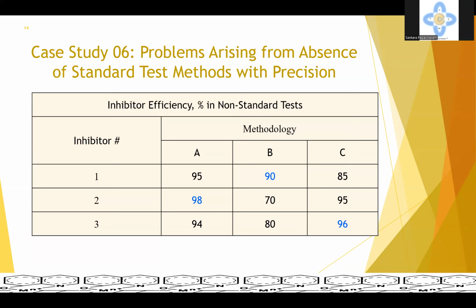Lab A ranked inhibitor number 2 as the top. Lab B reported inhibitor 1 to be the top. Lab C reported inhibitor 3 to be the top. So now how do you select the inhibitor? So what's the purpose of doing the corrosion tests? Again, we cannot technically define why one of the inhibitors was chosen, because in the absence of precision, nobody can guarantee what they have produced.